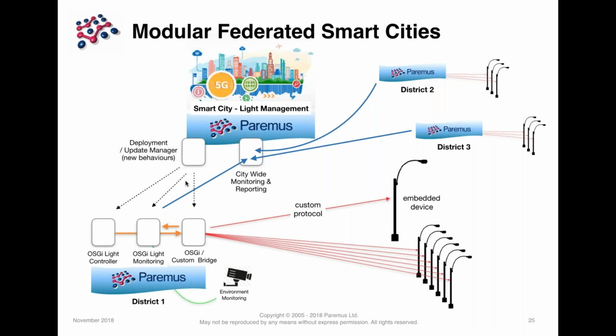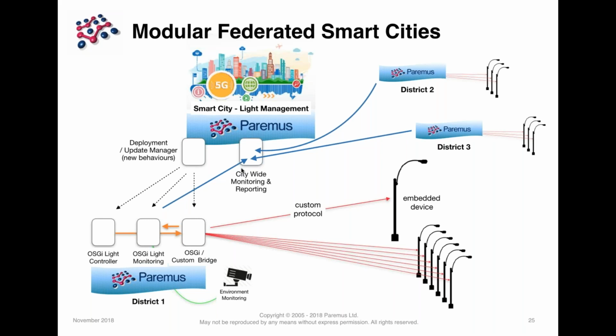We've got an OSGi custom bridge, which is responsible for bridging and talking to the custom embedded software on each lamp. We've got the local monitoring infrastructure, which may be quite simple, or it may be advanced AI, machine learning type components. And we've got the light controllers locally. The city fabrics up here are responsible for updating and deploying the local behaviors required, and are also receiving back aggregate information from each of the districts.